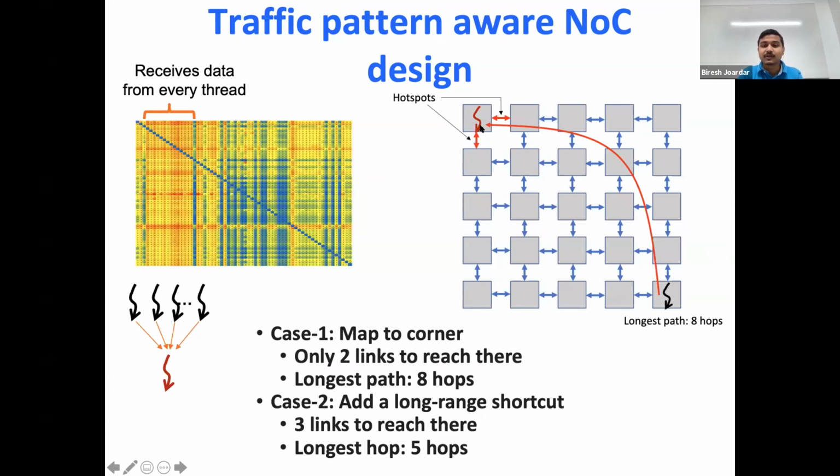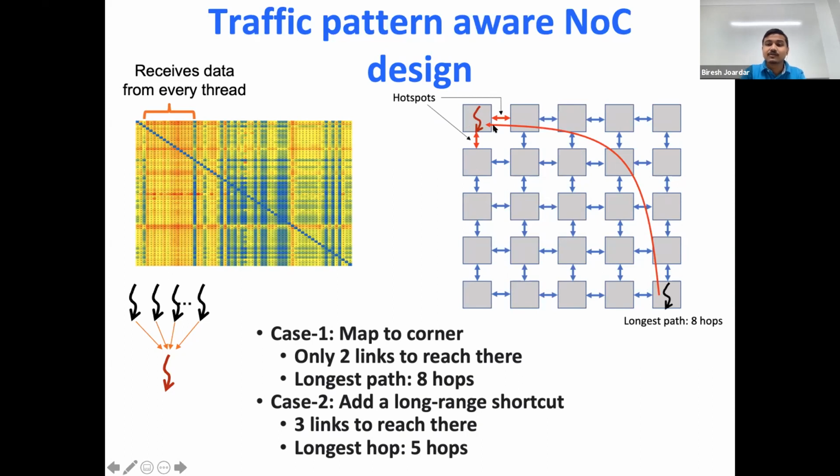Now, again, let's take the earlier example. If I map my brown thread at the corner, there are two issues. First, you only have two ways to reach there. And second, the messages from these corner threads will have to travel a long distance to reach that destination. But we can solve this problem by designing a better NOC. What if instead of having just these two links, I add a third link on top? Let's say this red big arrow could be my third link. So I have added a long range link from one corner to the other. So now I have three ways to reach the same thread.